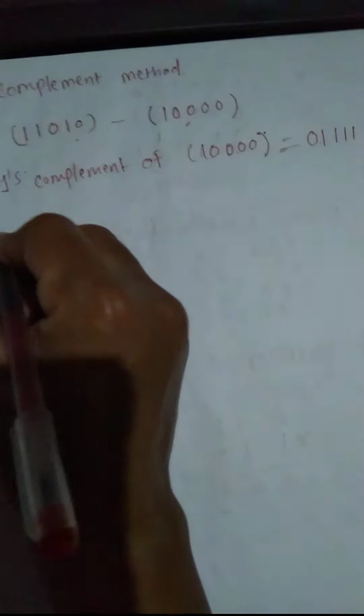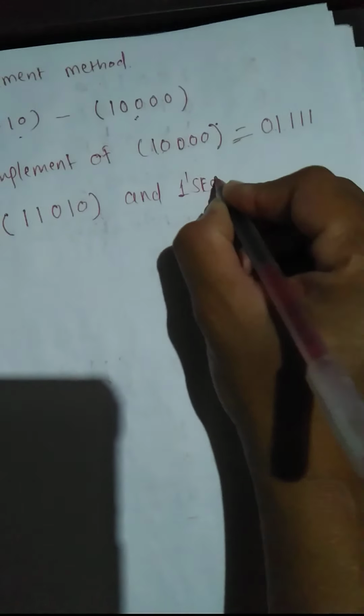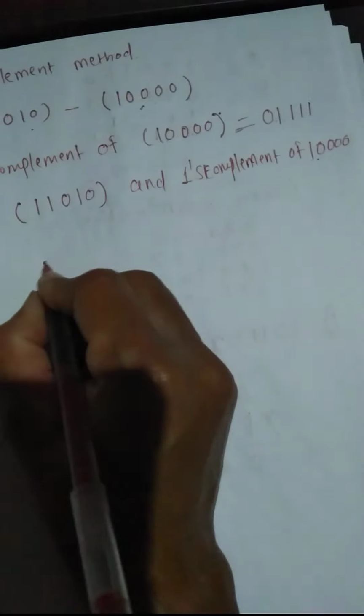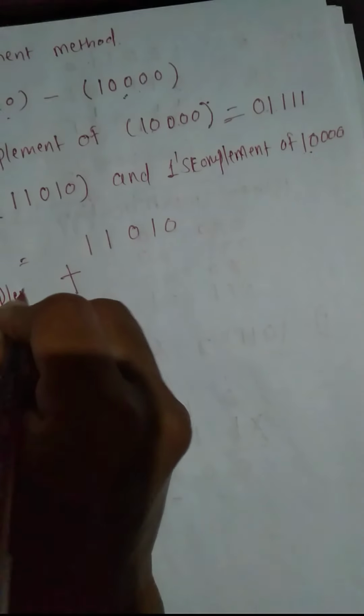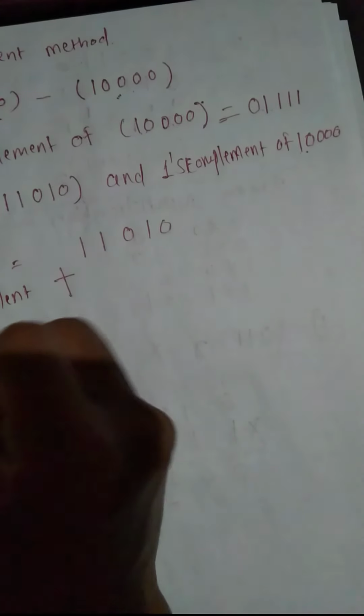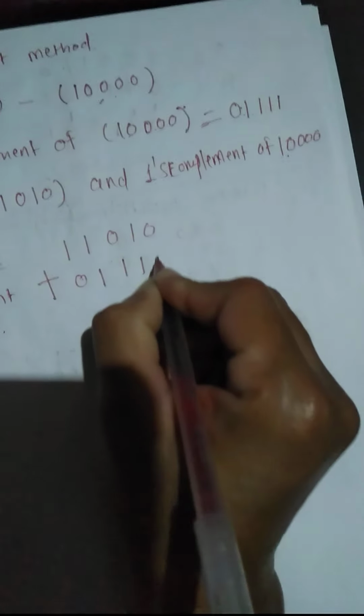Then add the first number 11010 and the ones complement of the second number. The first number 11010 plus the ones complement of the second number, 10000, which is 01111.